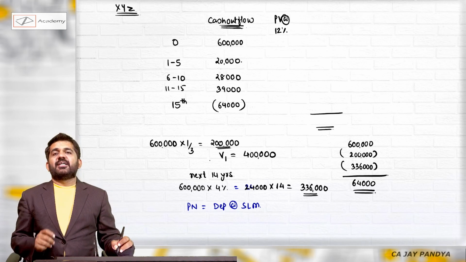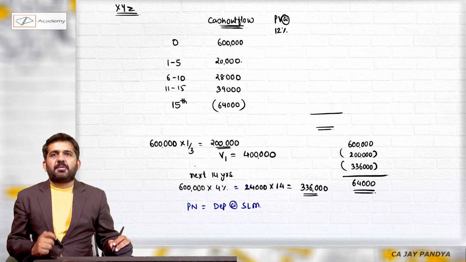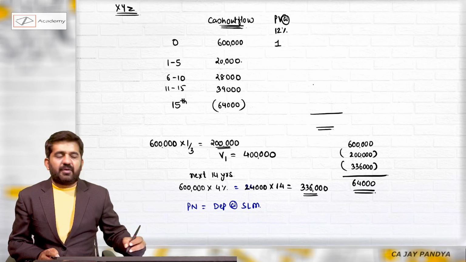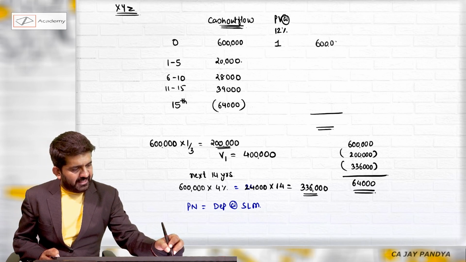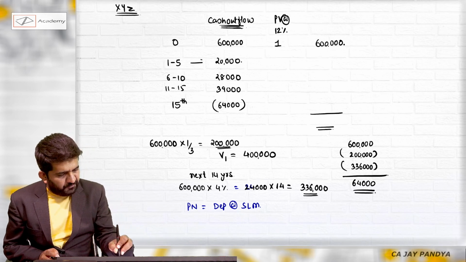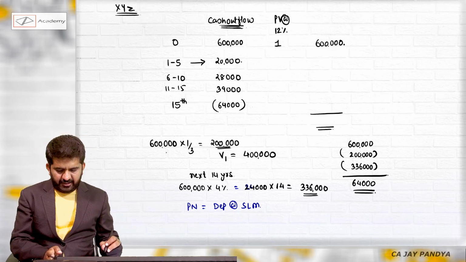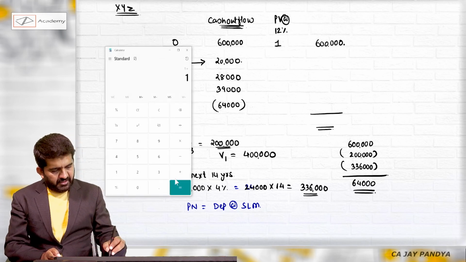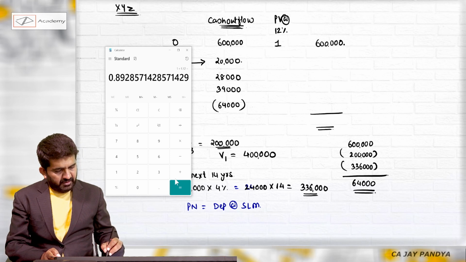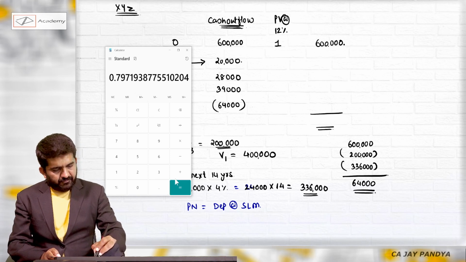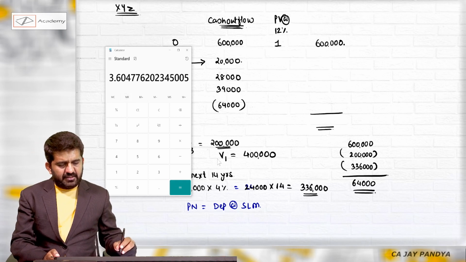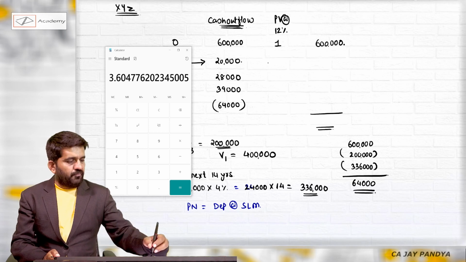See, I could have easily done this in an Excel sheet, but I'm explaining how to do it in the examination. This is 6 lakhs, so factor will be 1. The answer will remain 6 lakhs. This 5 years factor, how to write it down? 5 years factor is nothing but 1 divided by 1.12, raised to 1, 2, 3, 4, 5, and summed. This is 5 years factor, that is 3.605.